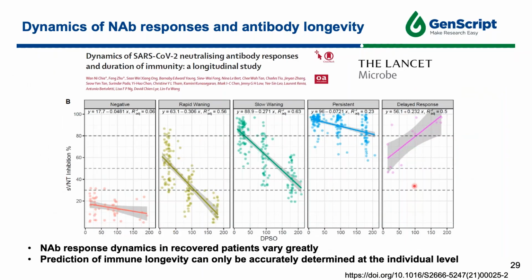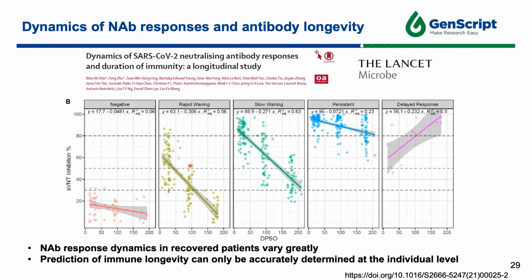As many of you are wondering, how long can neutralizing antibody last in our body? And does everyone react the same after infection or vaccination? This is a very important evidence obtained from a cohort of recovered patients. As shown in the graph here, the neutralizing antibody response can be classified into these 5 distinct groups. The first group is the negative group, which doesn't generate any neutralizing antibody after the infection.